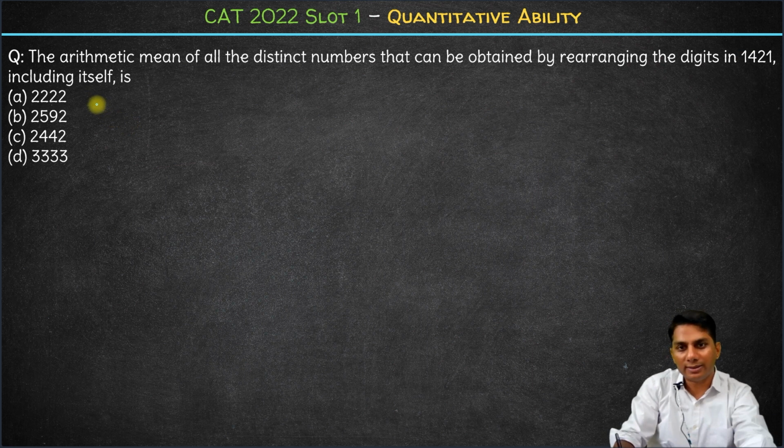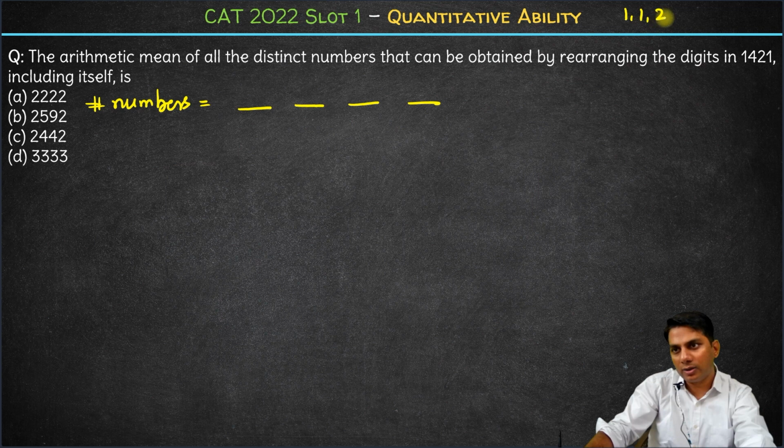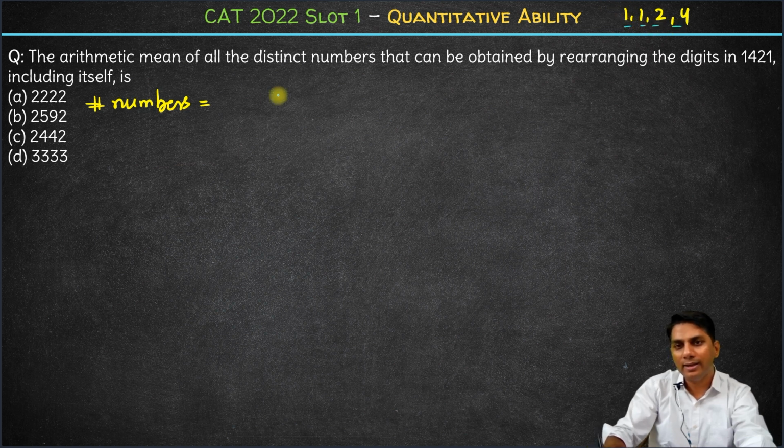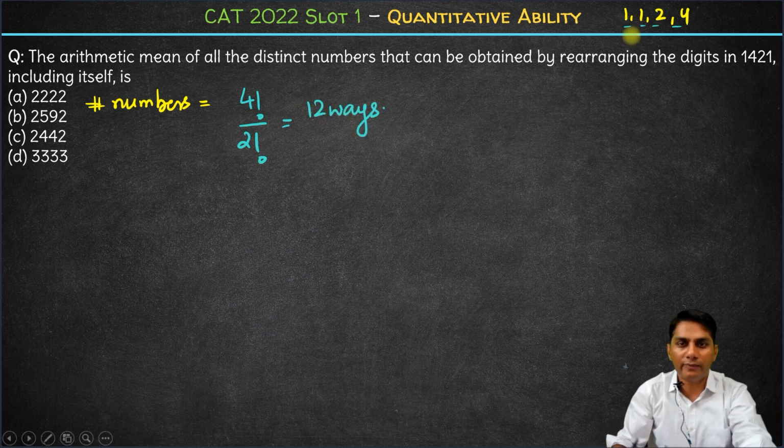So let's see how many numbers there are first of all. We have a 4-digit number with two ones, a 2 and a 4. You have 4 digits, out of which 2 are alike. So the number of ways of arranging 4 digits out of which 2 are alike is 4 factorial upon 2 factorial. So 24 by 2 is 12 ways. So there are 12 numbers which can be formed.